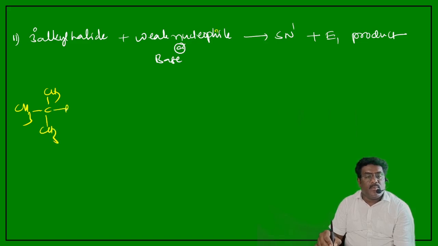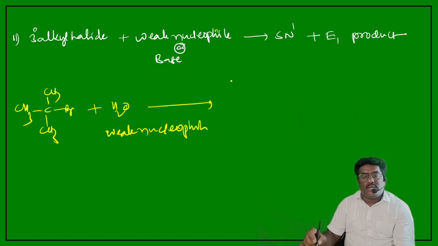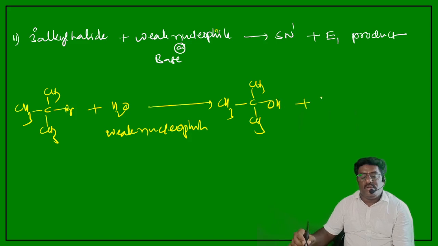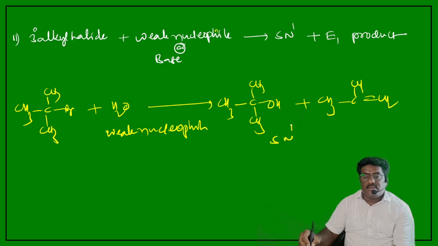(CH3)3CBr with a weak nucleophile like water, H2O, which is a weak nucleophile. It gives what? SN1 means (CH3)3C-OH, tertiary butanol. E1 means (CH3)2C double bond CH2. This is SN1, and this is E1.